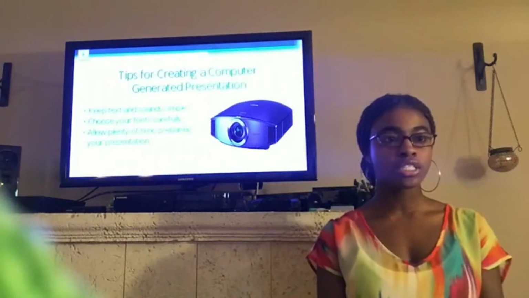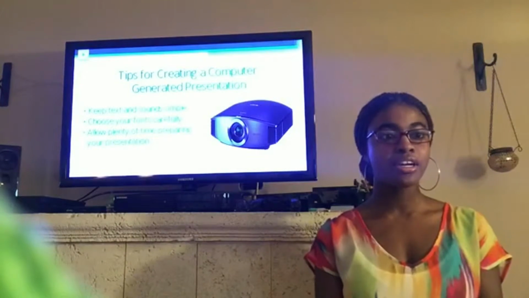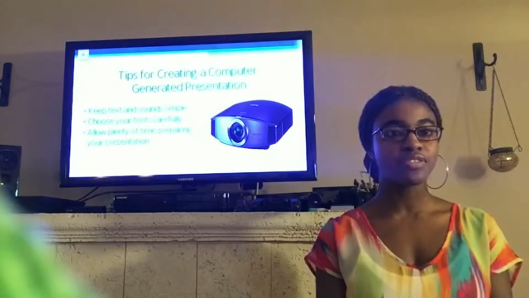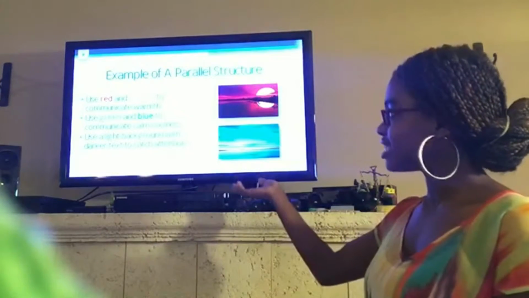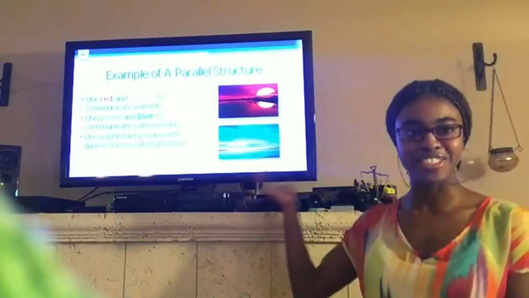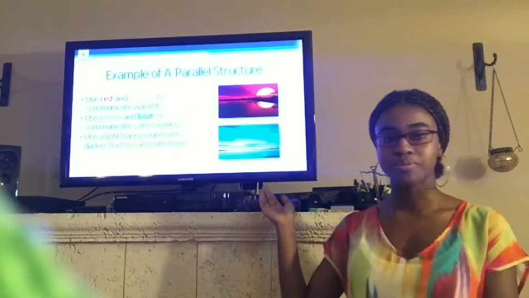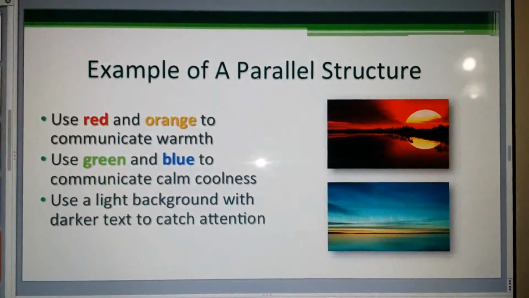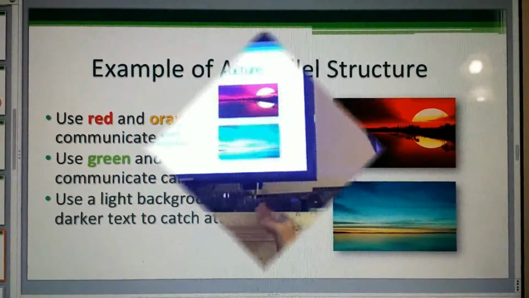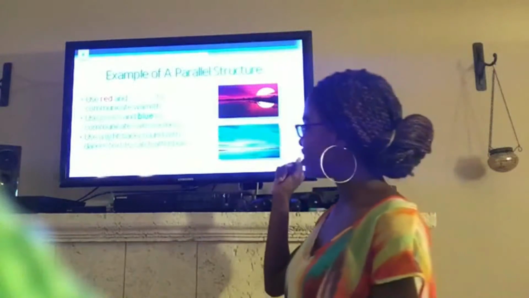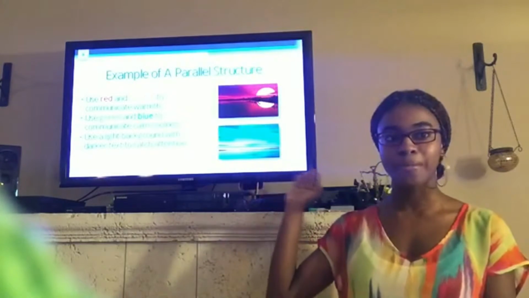After you have added your bullets, you want to make sure that your bulleted list has a parallel structure. A parallel structure is when you begin each bulleted phrase with the same word. As you can see on the screen, this bulleted list has a parallel structure. The word used is repeated in the beginning of each bulleted phrase.